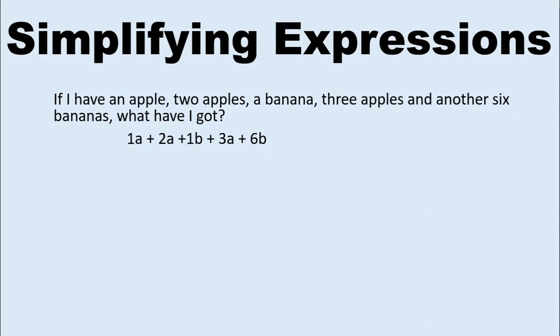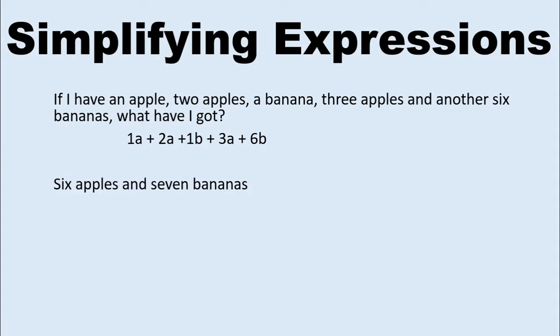So for example, I could give you an expression in words which I then translate into an algebraic expression. If I have an apple, 2 apples, a banana, 3 apples, and another 6 bananas, what have I got? Here's my apple, my 2 apples, my banana, 3 apples, and another 6 bananas. That's an expression. To simplify this, it would be a lot easier if I just told you how many apples and how many bananas I had. I'd have 6 apples and 7 bananas.